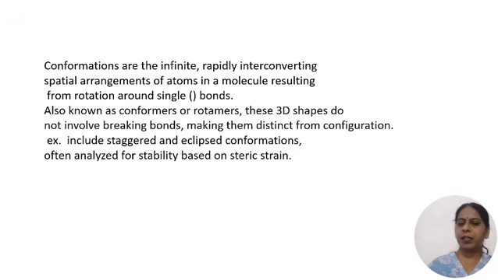Conformations are the infinite, rapidly interconverting spatial arrangements of atoms in a molecule resulting from rotation around a single bond, also known as conformers or rotamers. Whatever the isomer, after rotating the single bond, we will get a different arrangement. That arrangement of the molecule is called conformers or rotamers. These 3D shapes do not involve bond breaking, making them distinct from configuration. It includes the staggered conformation and eclipsed conformation, and stability is often analyzed based on steric strain.